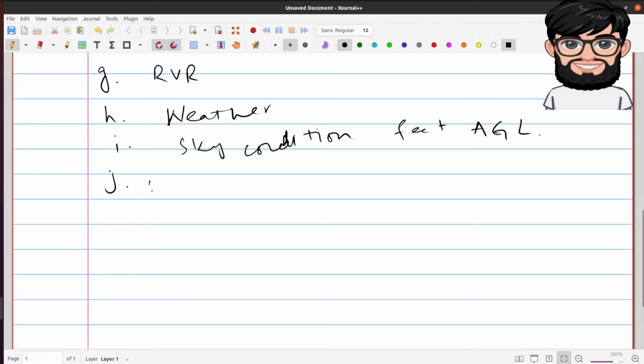Then we have temperature and dew point. Okay, so again, the first 2 digits are in degrees Celsius, separated by a slash, also known as solidus, and temperatures below 0 are prefixed with M.